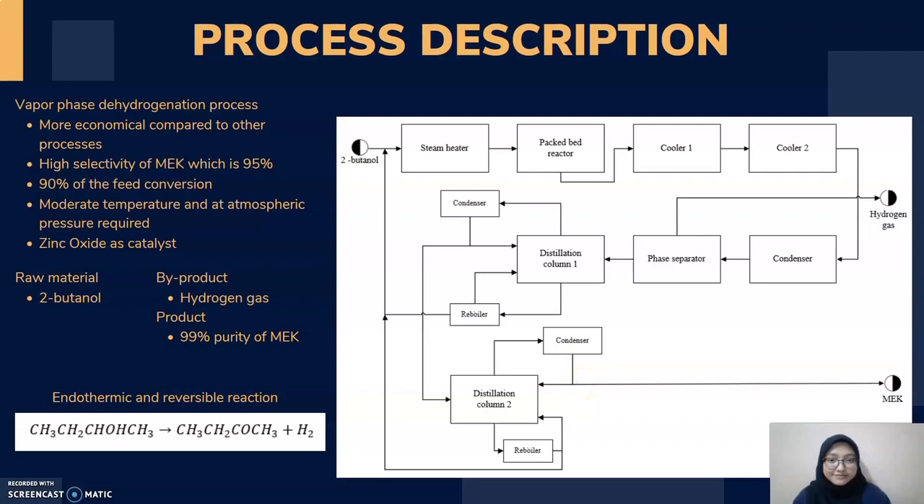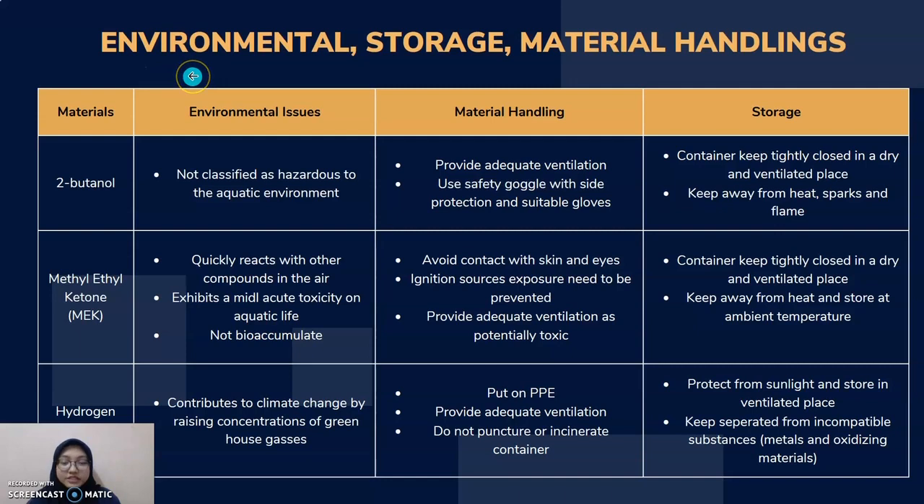tank. Now for the environmental issues, storage and material handlings, the first material is 2-butanol, which is our raw material. It is not classified as hazardous to the aquatic environment, and the user needs to provide adequate ventilation and use safety goggles with side protection and suitable gloves. The storage of 2-butanol is the container needs to be tightly closed in a dry and ventilated place and away from heat, sparks and flame.